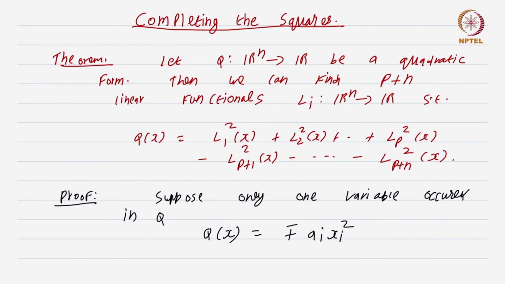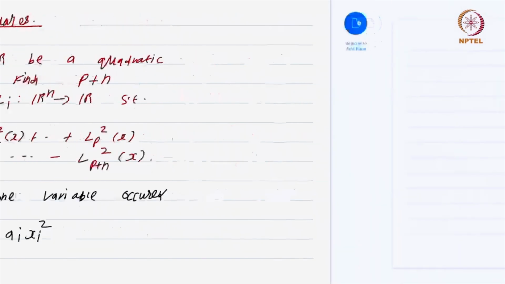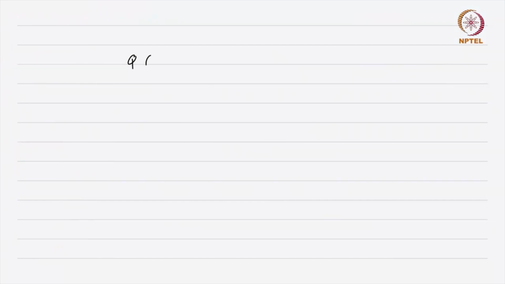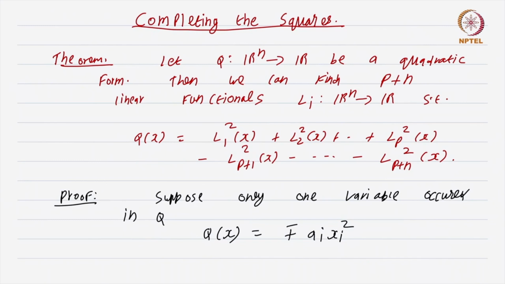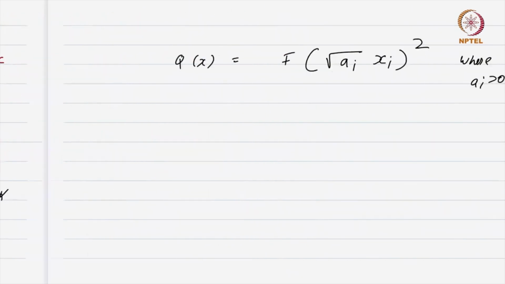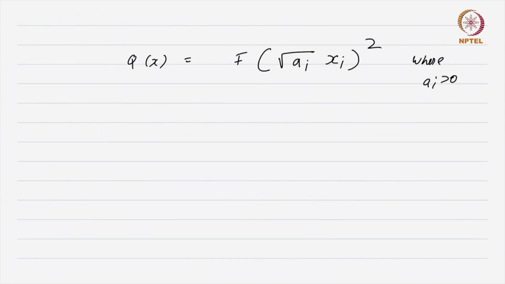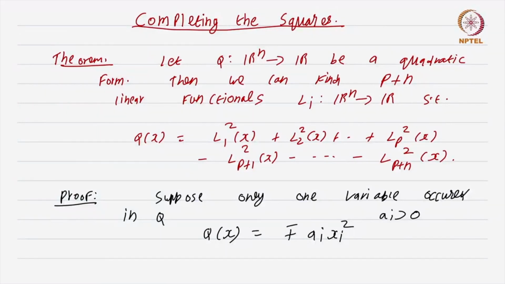Now the fact that this is a sum of squares is rather obvious. You can just write Q of x as plus or minus square root of ai xi, squared, where ai is greater than 0. I'm assuming here also that ai is greater than 0. Otherwise there was no reason to put a plus or minus in front if ai is allowed to be negative also. So the case r equal to 1 is trivial. Now we are going to proceed by induction.